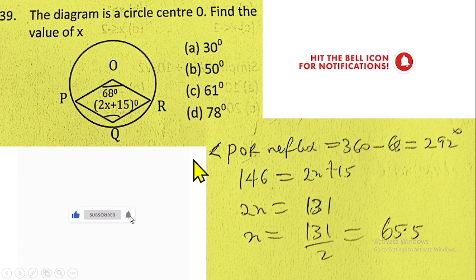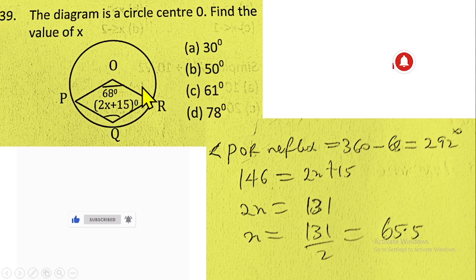The diagram is a circle, center O. Find the value of x. If you look at this question very well, this angle here given to us, 2x plus 15, which is angle PQR, has a relationship with this angle, reflex POR. How can we get this angle here? By using angles at a point. If you remove this 60 from 360, it will give us this angle, reflex POR. That should give us 292.